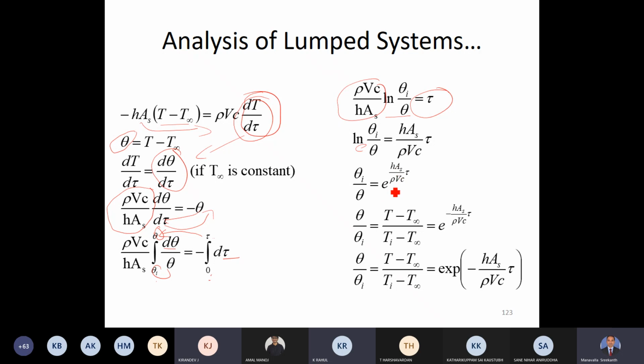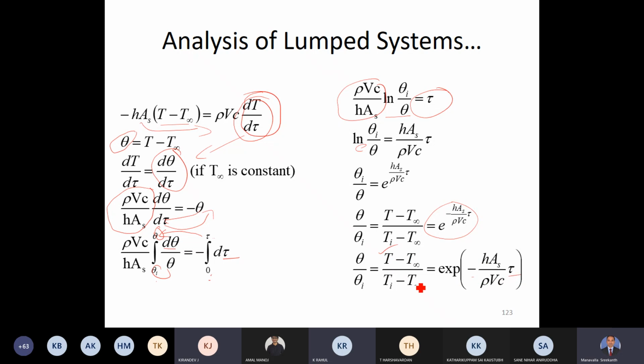E power hAs by rho V c tau, or theta by theta i, which is T minus T infinity, basically. Theta i is Ti minus T infinity. So you have this equation. So using this equation, you will be able to find out the temperature inside a lumped system at any given time.